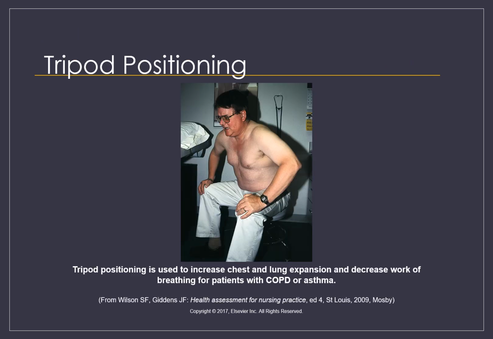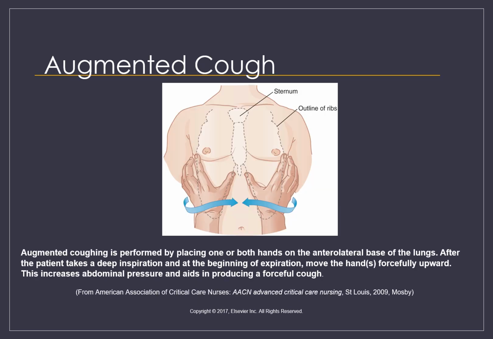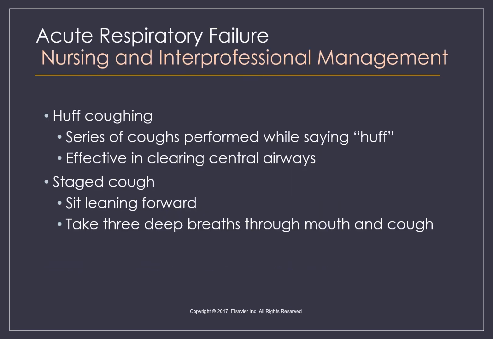This is a picture of a patient doing tripod positioning to open up the chest and facilitate that lung expansion and that removal of CO2. Augmented cough. So if secretions are obstructing the airway, we want to instruct the patient to cough. And then we can perform this augmented cough by placing our hands here as the patient ends a deep respiration, begins an expiration. We can move our hands forcibly upward. Kind of reminds me of a Heimlich, but for the lungs.